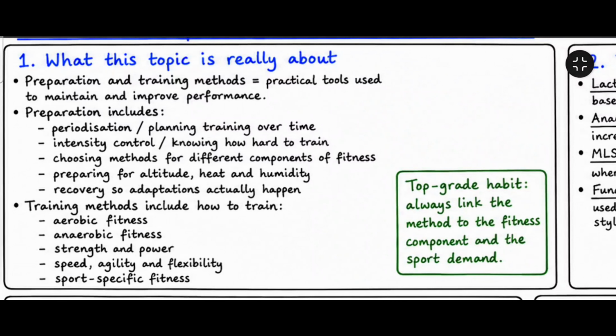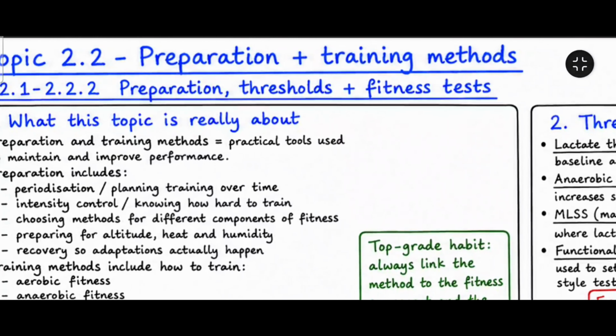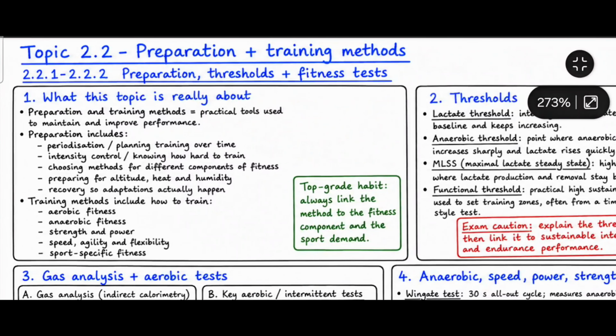So, by the end of this lesson, you should be able to do three things confidently: choose and describe appropriate fitness tests and thresholds, interpret results, and turn them into a training decision, and then build a training approach using principles of training, intensity calculations, periodization, technology, and recovery. So let's dive straight into preparation and training methods.